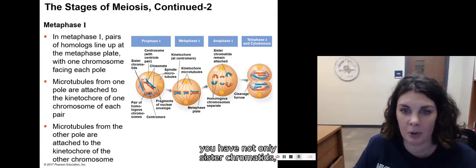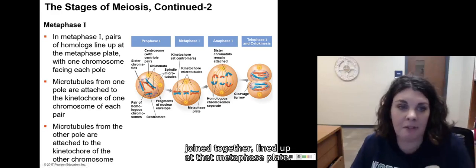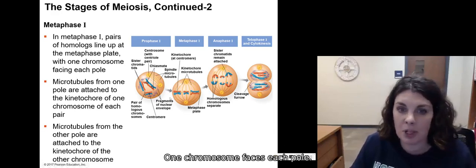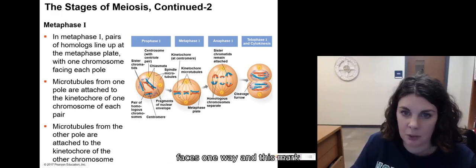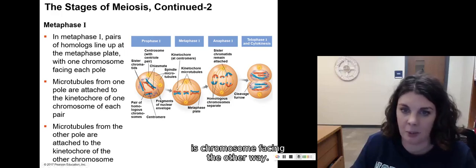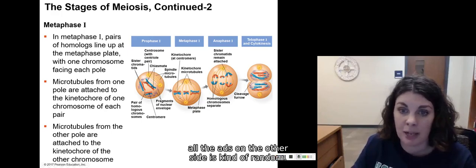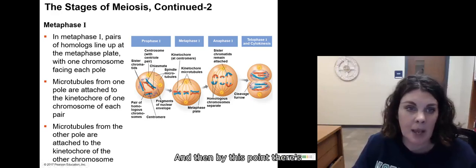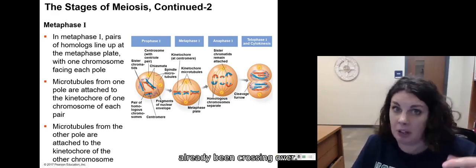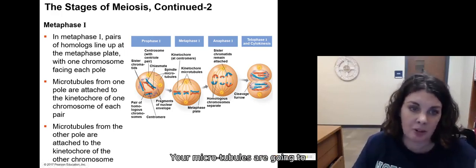In metaphase 1, you have not only sister chromatids, but also homologous chromosomes lined up together, joined together, at that metaphase plate. One chromosome faces each pole. So one homologous chromosome faces one way and this homologous chromosome faces the other way. It doesn't have to be all moms on one side and all dads on the other side. It's kind of random which side has the mom's chromosome, which side has the dad's chromosome. And by this point, there's already been crossing over, so it's not entirely mom's chromosome and dad's chromosome.